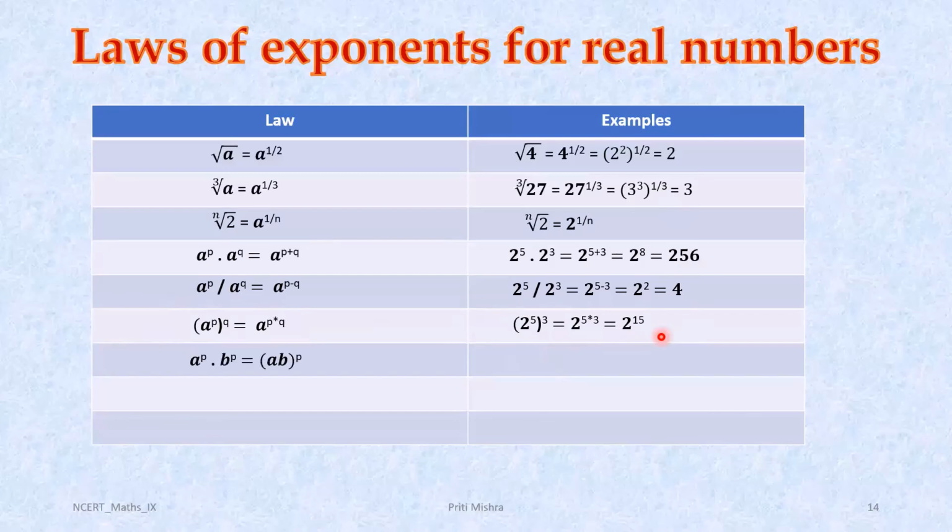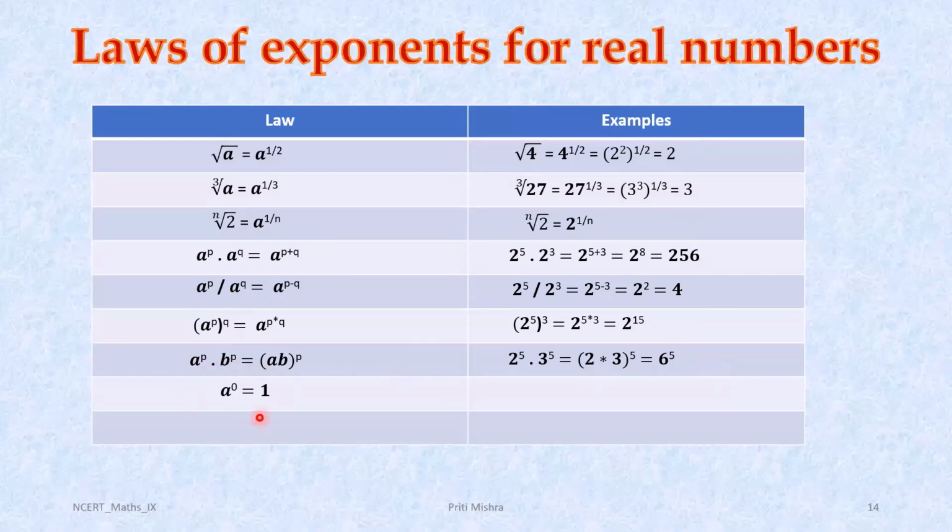Let's have another law. a to the power p into b to the power p. See, here we are having the same power but different base. So we can multiply the base here. It will give us a into b to the whole power p. Let's have an example. It will be 2 to the power 5 into 3 to the power 5. Then we can multiply 2 into 3 and the whole power will be 5 here. So it will give us 6 to the power 5.